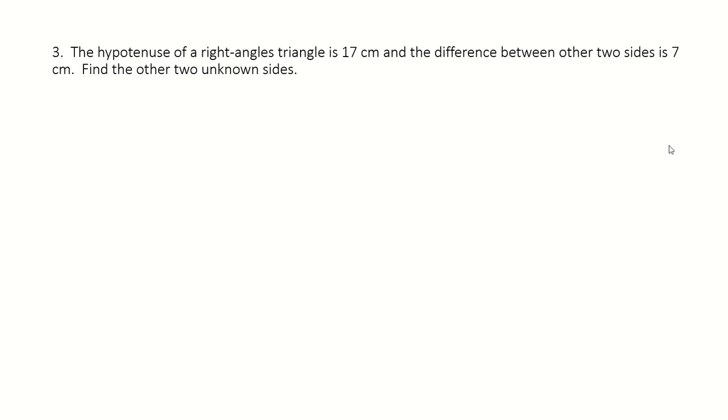Okay, so I guess you have paused the video and given this problem a shot. Now let's see how we will solve it. It's given that the hypotenuse of a right angle triangle is 17 centimeters and the difference between the other two sides is 7 centimeters, and we have to find the other two unknown sides. So the hypotenuse is given, and it's a right angle triangle.